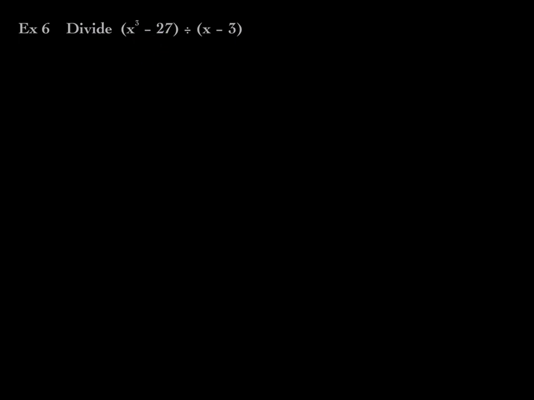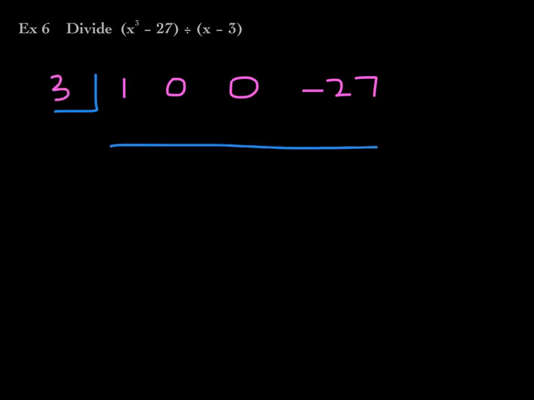So when I list out my coefficients, it'll be 1, that's the leading coefficient of my dividend, 0 for the missing square term, 0 for the missing first degree term, and then negative 27. And then out here, I'll write the number that's associated with my divisor. Now remember, you take the opposite of what you see, so I'll do positive 3 here. All right, here we go. First things first, bring down the 1.